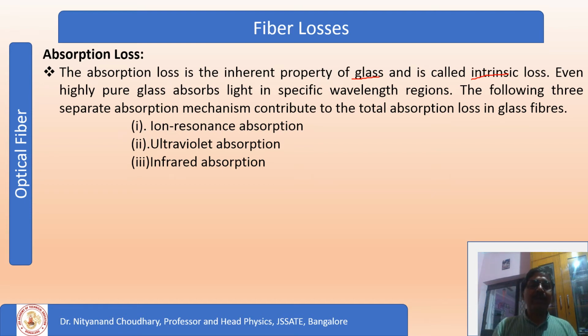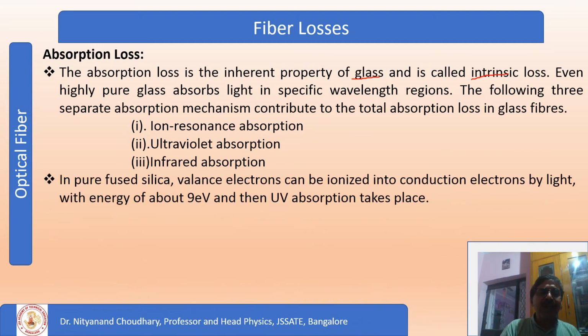So what can be the other causes? Here we have ion resonance absorption, ultraviolet absorption, and infrared absorption that I have already shown you. Because of a change of property, or because of some doping that we put there, we can have ultraviolet absorption and infrared absorption, and we can have ion resonance absorption. This we can understand very easily. Let us see this. In pure fused silica, the valence electron can be ionized into a conduction electron by light.